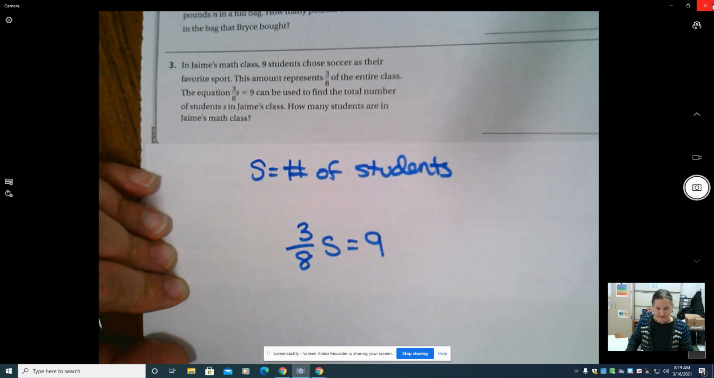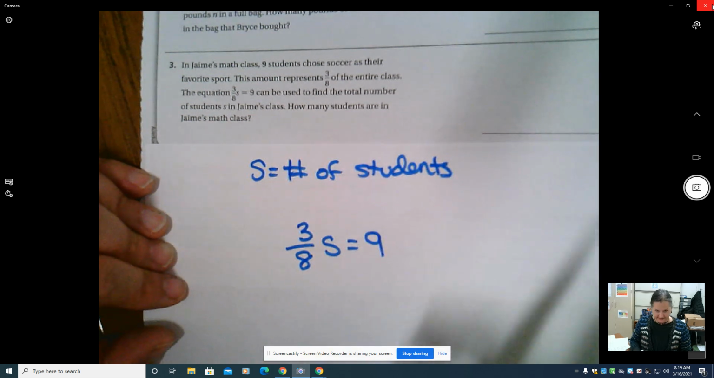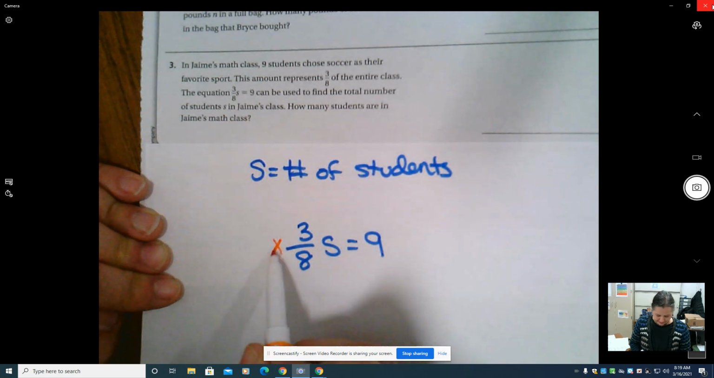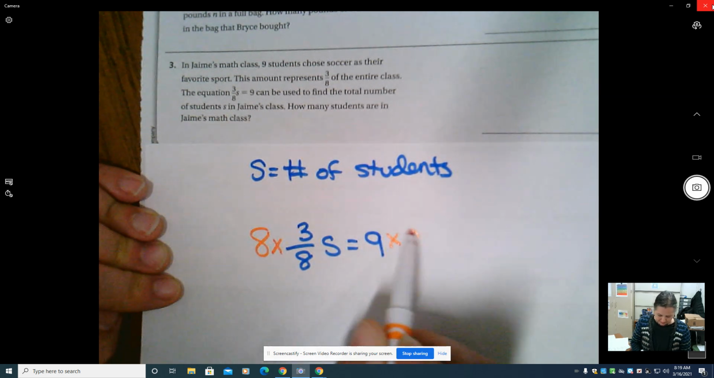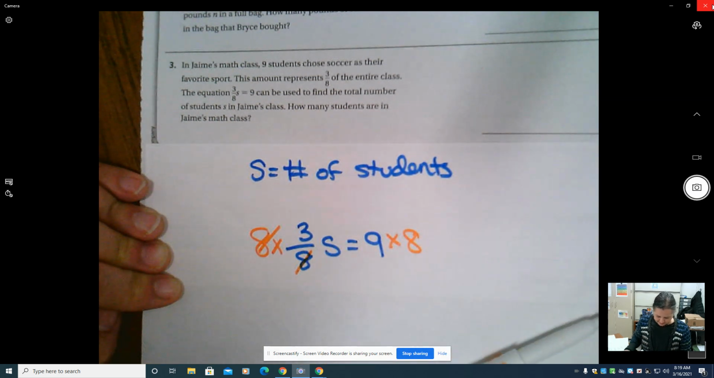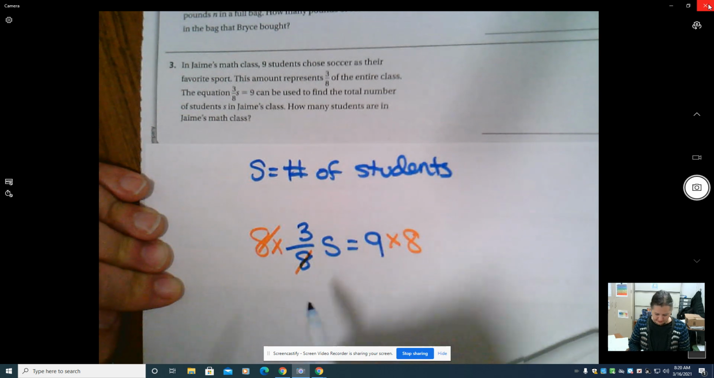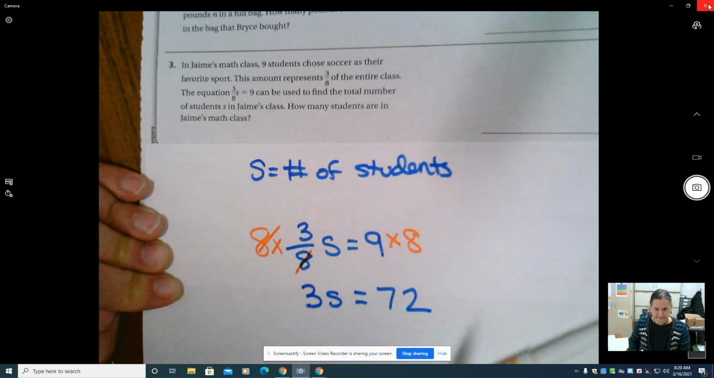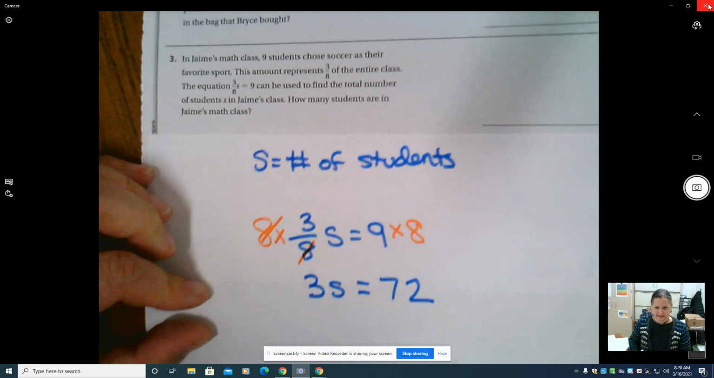All right, and then we're going to solve for S. So in order to do that, we want to make these into whole numbers. We want to get rid of that denominator 8. 3S is being divided by 8. So the opposite or inverse operation is to multiply there. This side will cancel and we'll be left with 3S equals 72. 9 times 8 is 72.